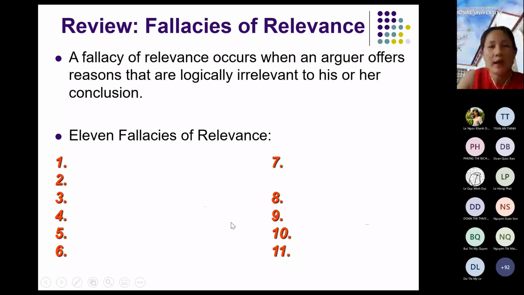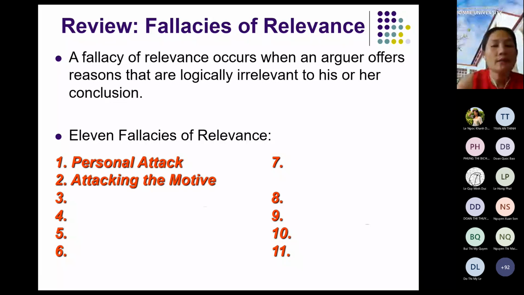Now, let's look at my slide again. You will see the first one is personal attack, and the format is very easy to identify. When someone tries to reject someone's claims by attacking the personality, the characteristics, or the situation of the person. The second one is somewhat similar to the first: attacking the motive. Here the person also rejects someone's claim, but instead of attacking the personality, the person attacks the motivation of the one who made the claim.